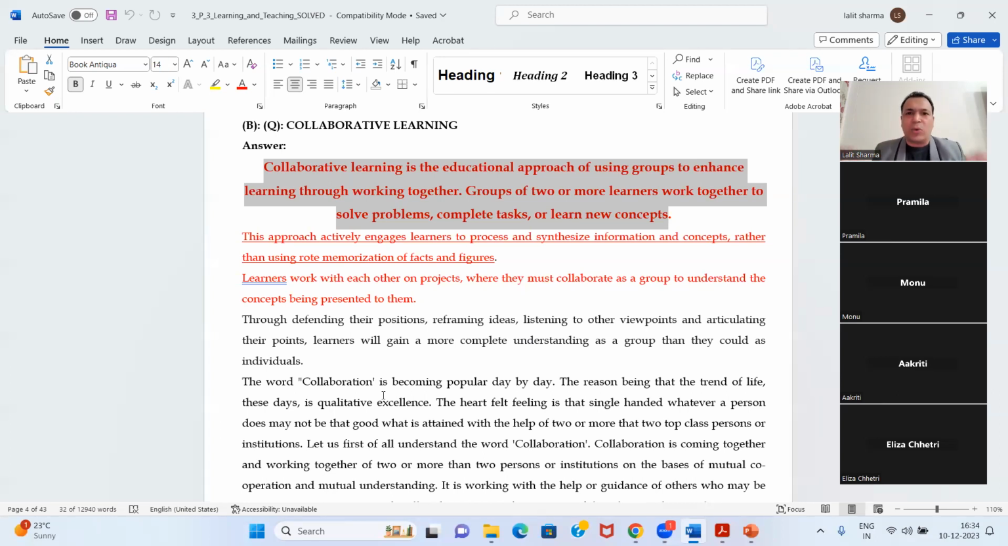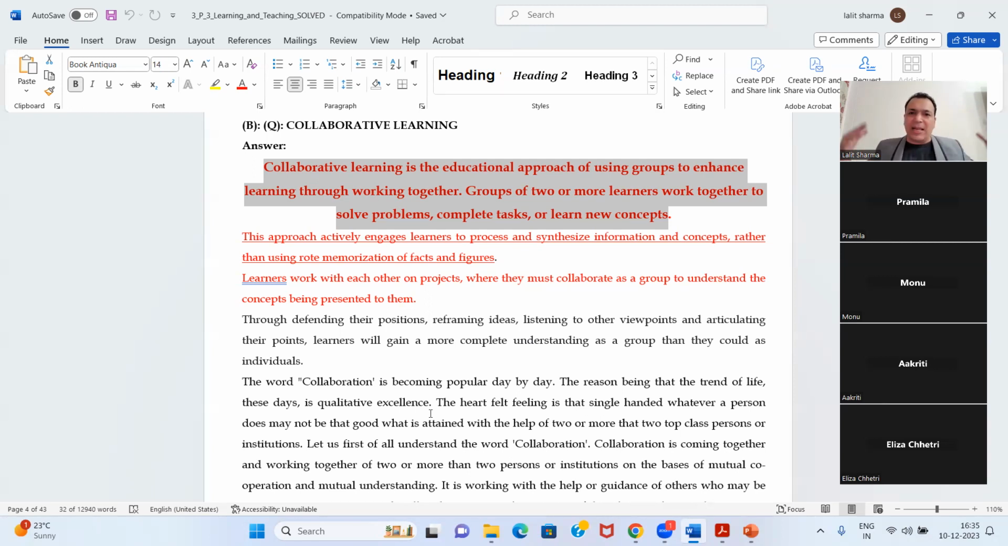As the name suggests, collaborative learning. Okay, so it is the educational approach of using groups to enhance learning through working together. Groups of 2 or more learners work together to solve problems, complete tasks, or learn new concepts. So guys, this is a learning method, a learning strategy. You should add it in your teaching.